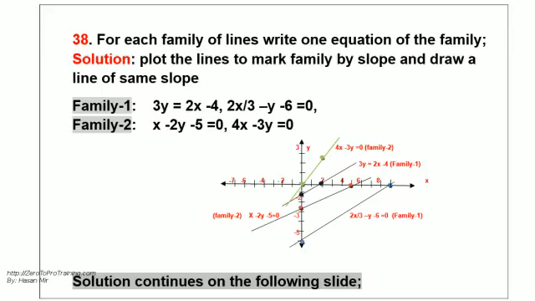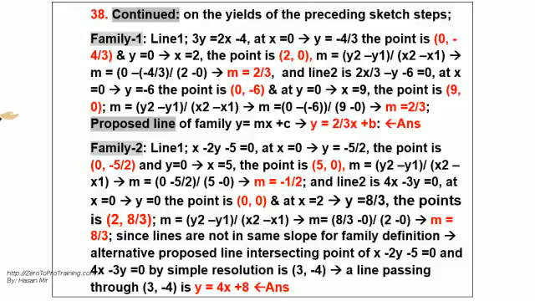Exercise 38. For each family of lines write one equation. Family 1: 3y equals 2x minus 4, and 2x/3 minus y minus 6 equals 0. Family 2: minus 2y minus 5 equals 0 and 4x minus 3y equals 0. Solution continues, exercise 38 continued from the preceding slide. Family 1 line is y equals 2x/3 and family 2 line is y equals 4x plus 8, yielding respective family slopes 2/3 and 8/3.